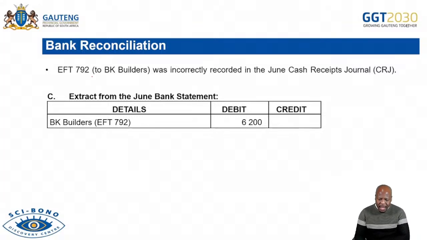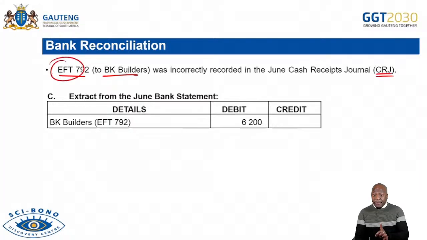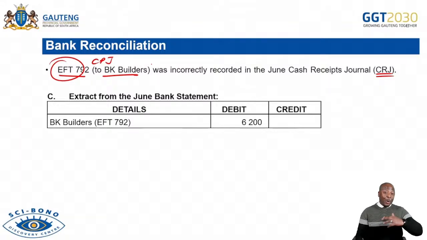The next one reads, EFT 792 to BK Builders was incorrectly recorded in the June cash receipts journal. Read this again. EFT was incorrectly recorded in the CRJ. But it's an EFT. Is an EFT supposed to go to the CRJ? No. An EFT is supposed to go to the CPJ.